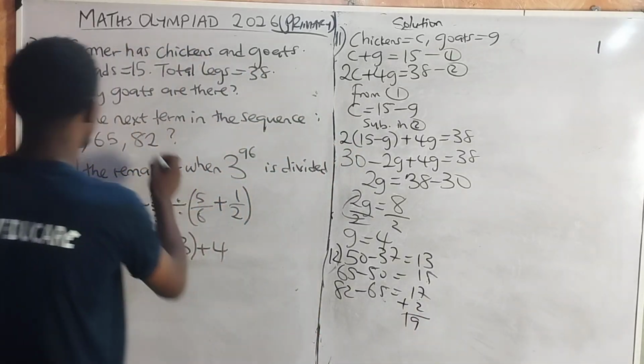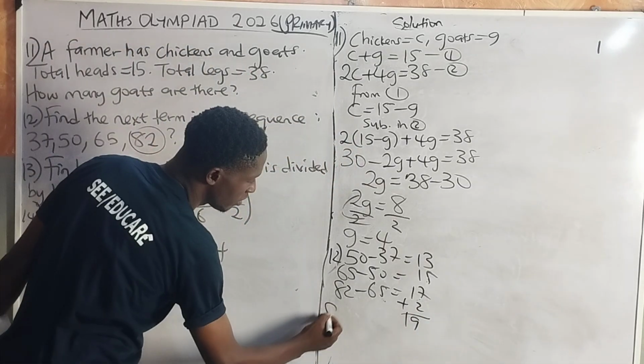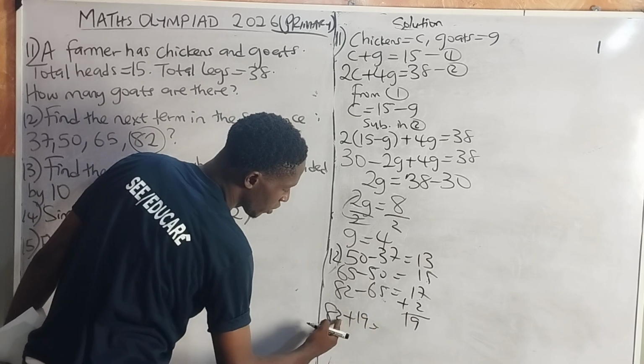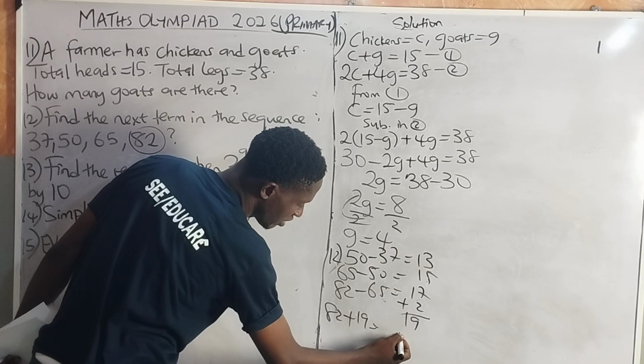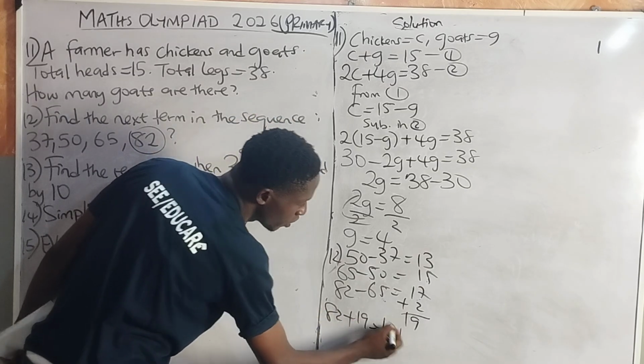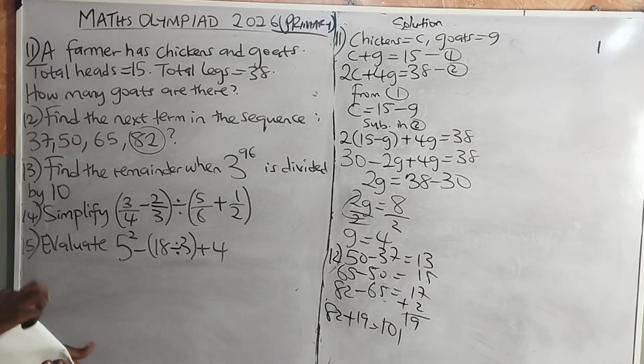So it means that we'll go to the last number here and do 82 plus 19. This will give us 9 plus 2 is 11. You write 1 and carry 1. 1 plus 8 is 9, plus 1 is 10. So the next number in the sequence is 101. Let's go to number 13.